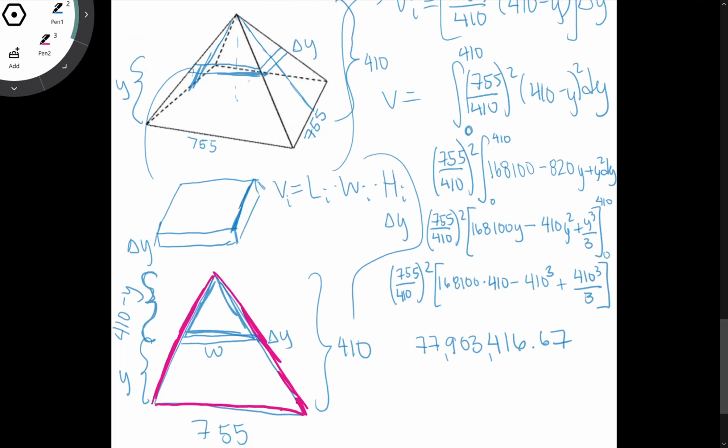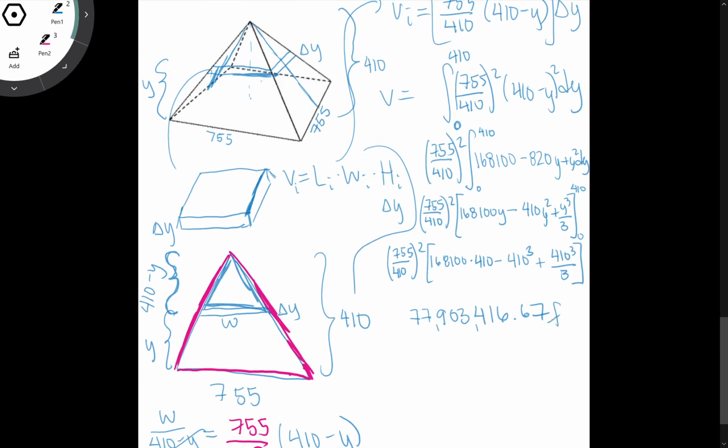So here's my quick mental check to see if that seems completely ridiculous or not. If I just made this a big old box instead of having a pyramid shape, it would have height 410, length and width 755. So length 755 times width 755 times height 410, and I would get 233 million. Okay, I don't think I'm too crazy. So I would say that it should probably be less than half of that, and half of that is about 117 million.